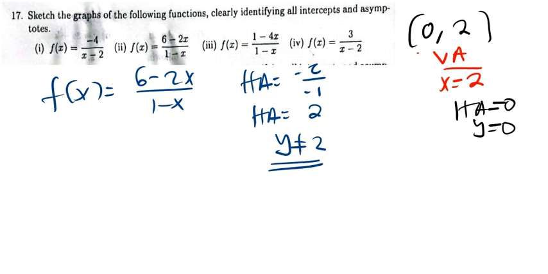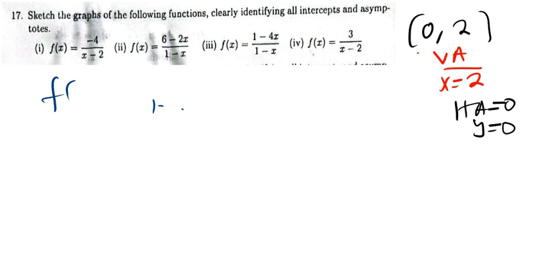But we're not interested in the range. We are interested in what? Horizontal asymptote. Does that make sense?